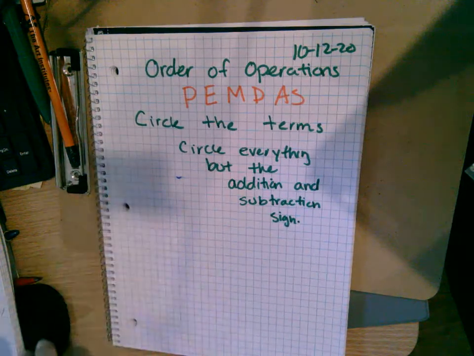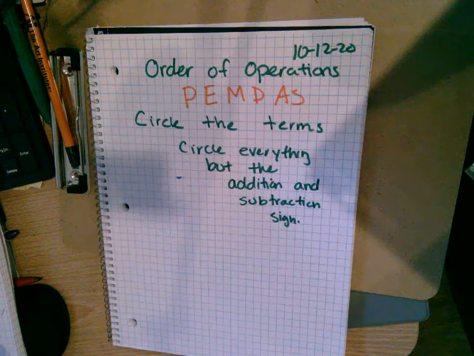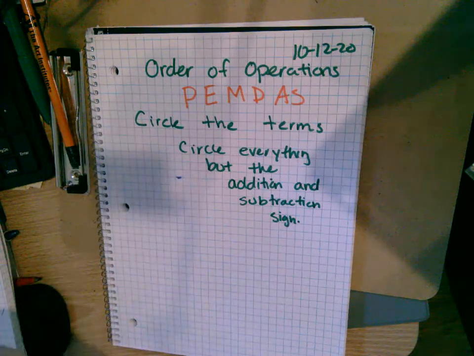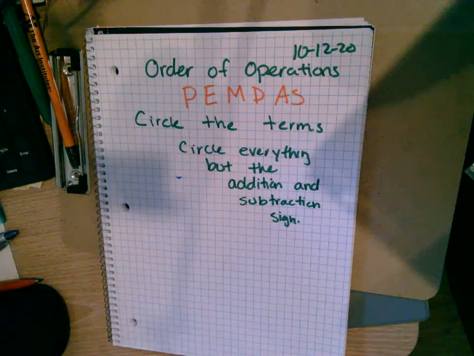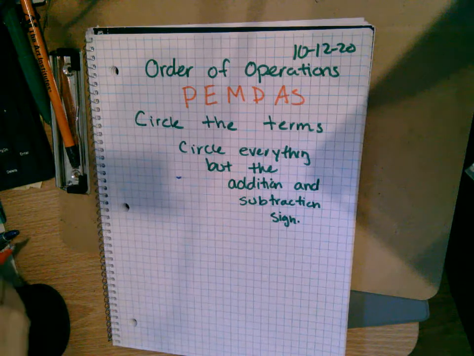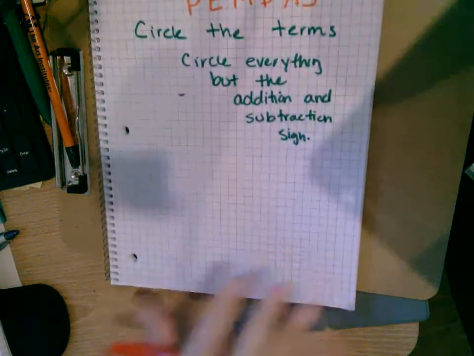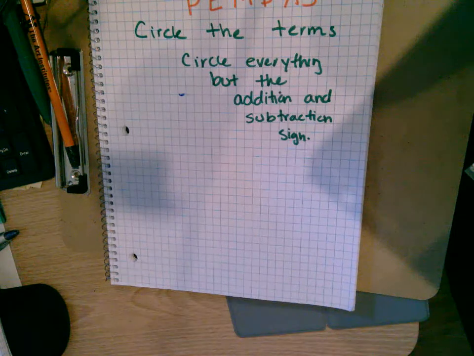So terms are separated by an addition sign and a subtraction sign. Just write this down. This will make sense once we start doing some problems. So everybody's writing this down in their notebook. There's no excuses. Everybody's writing this down. Math is about doing and writing, not just about listening.